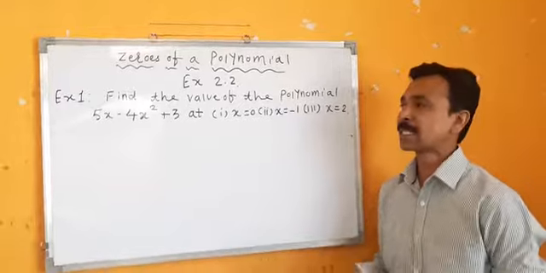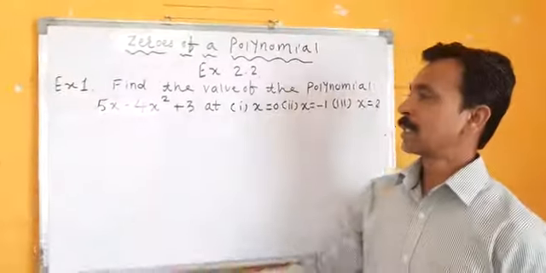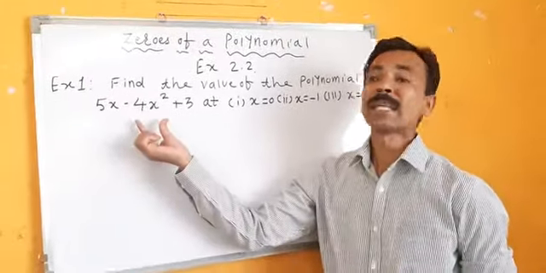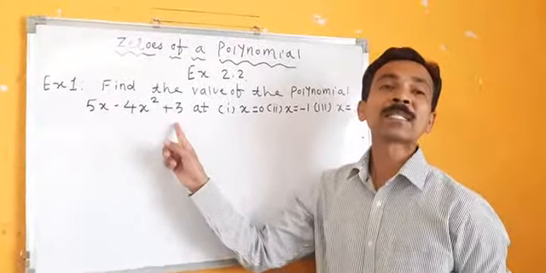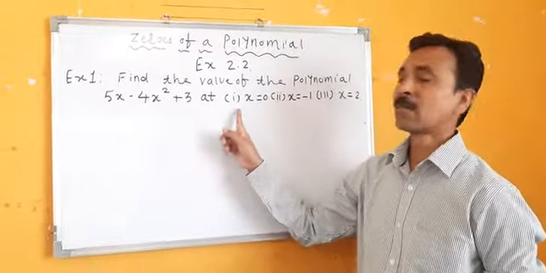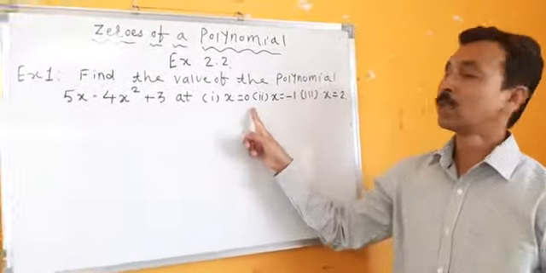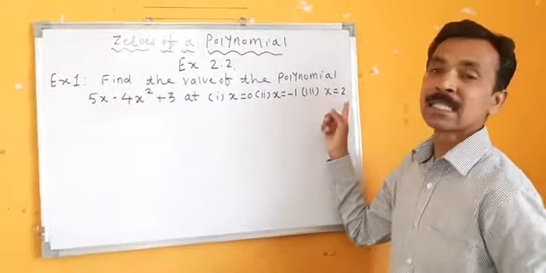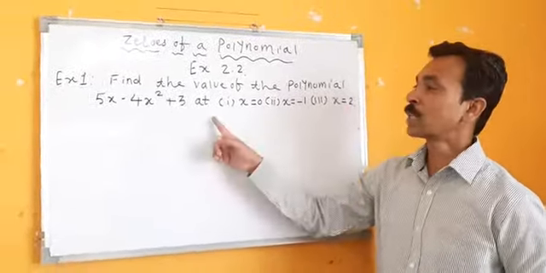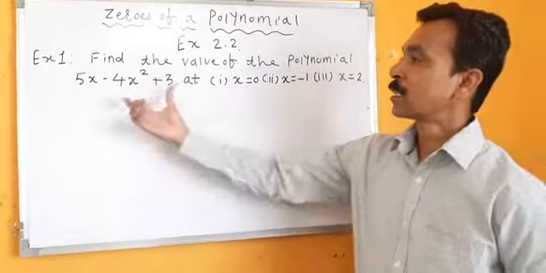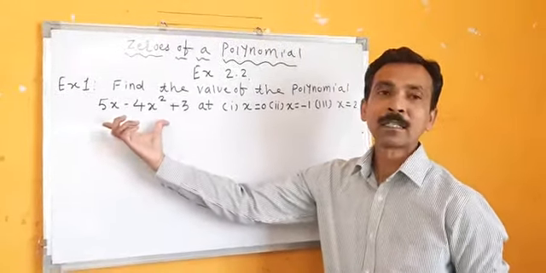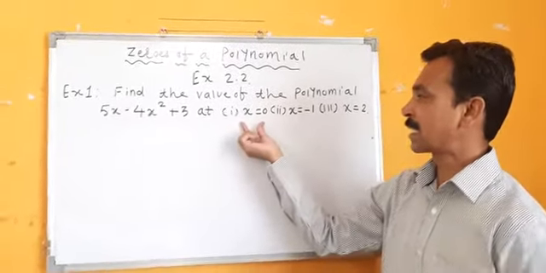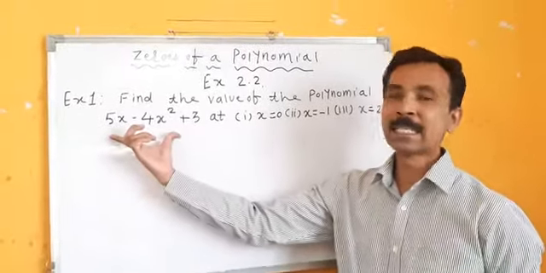Exercise 2.2 begins. Example number 1. Find the value of the polynomial 5x minus 4x square plus 3 at number 1, x is equal to 0; number 2, x is equal to minus 1; number 3, x is equal to 2. What is the meaning of this sum? This is the polynomial, right? We have to place the value of x is equal to 0 in this expression.